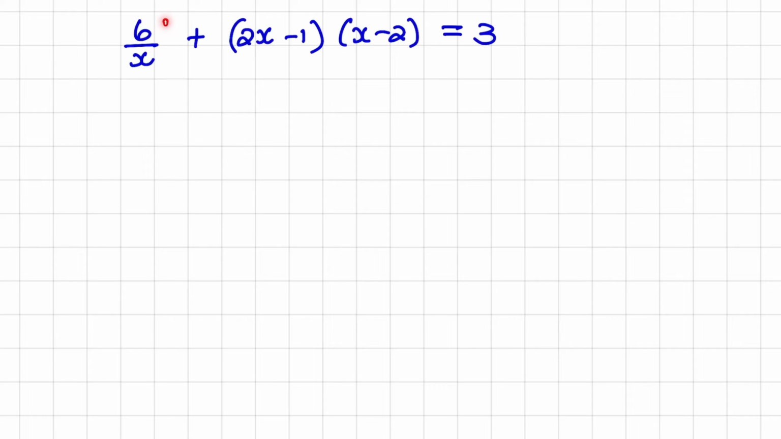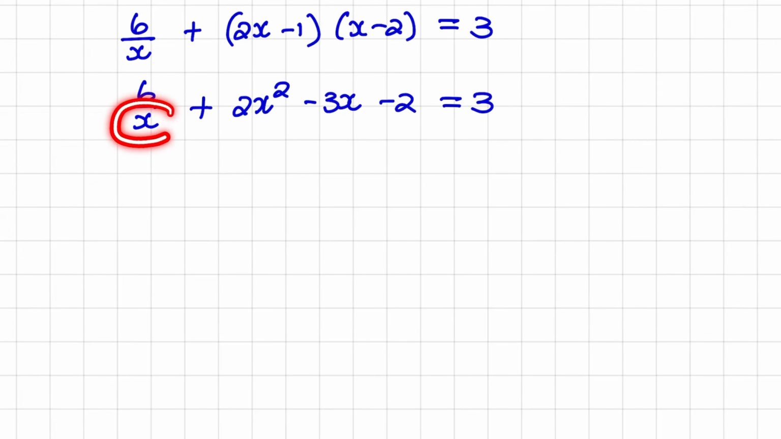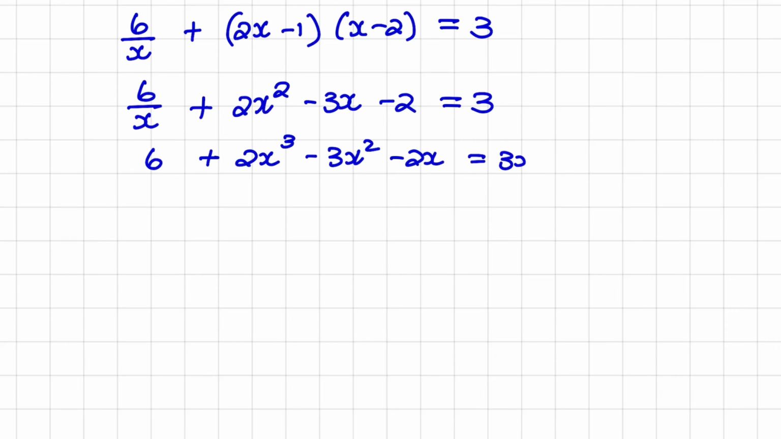In our second example, we have 6 over x plus 2x minus 1 times x minus 2 equal to 3. And again, we want to find the values of x that will satisfy this expression. So first, I will multiply out these brackets. And that will lead to 6 over x plus 2x squared minus 3x minus 2 equal to 3. Next, I'll get rid of the denominator, or this fraction. So I'll multiply every term with x. And that leads to 6 plus 2x cubed minus 3x squared minus 2x equals to 3x.